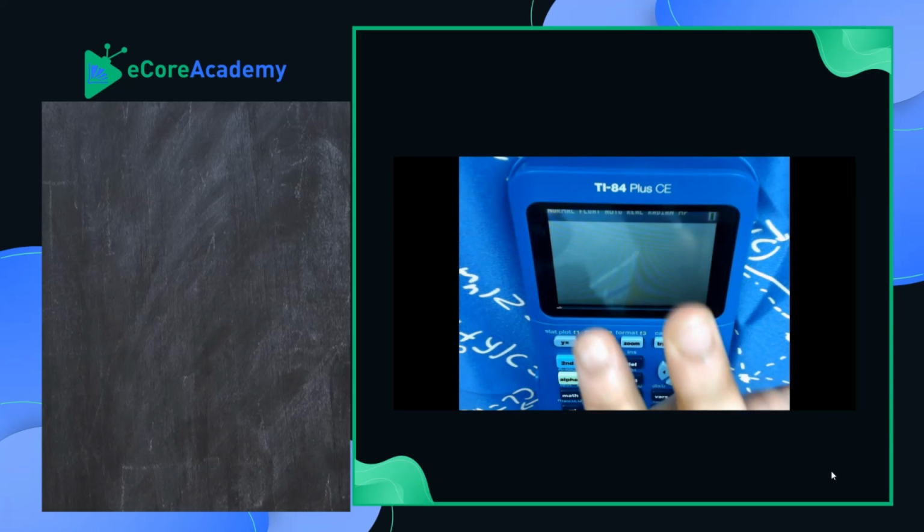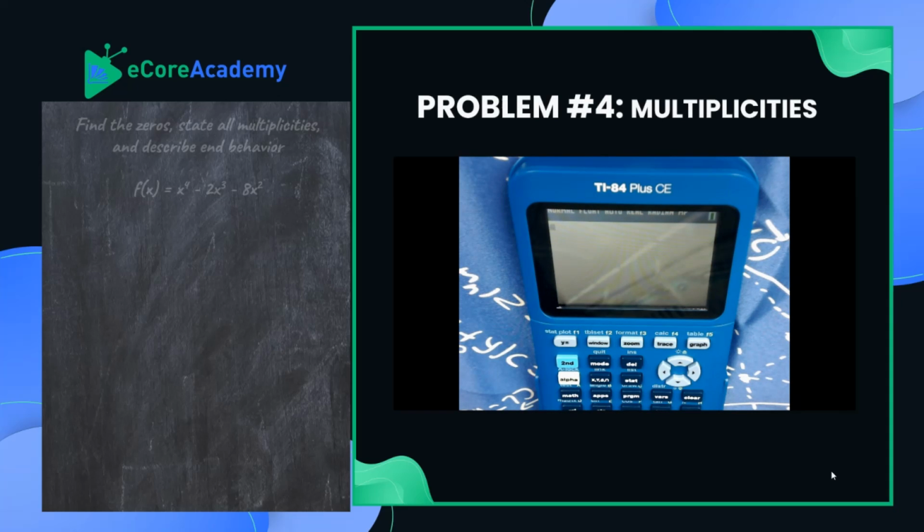Okay, 3, 2, 1. Okay, let's move on to another calculator problem. In this one, problem number 4, we're going to be investigating multiplicities. So we're given the problem: find the zeros, state all multiplicities, and describe end behavior. Okay, so let's get right into it.